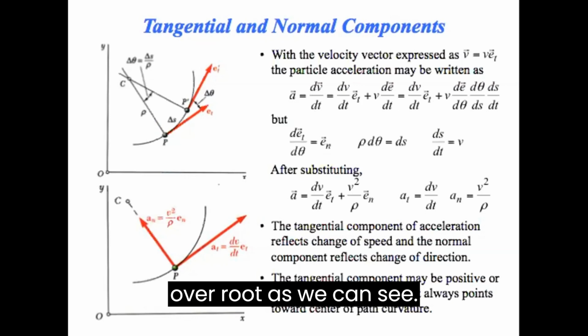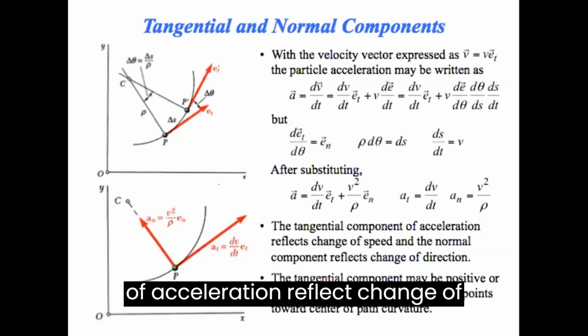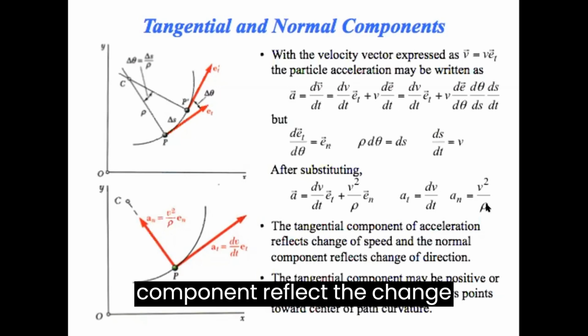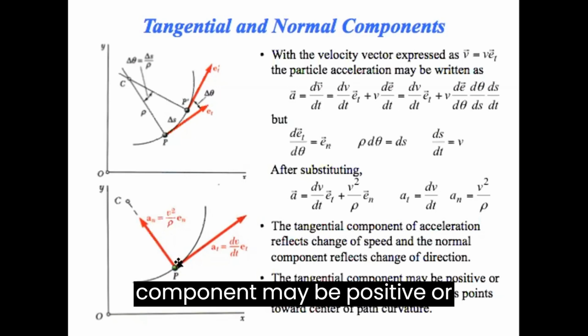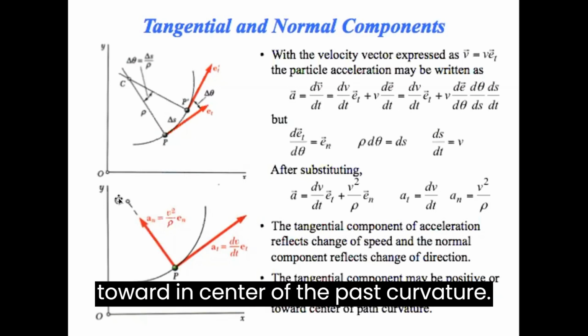As we can see, the tangential component of acceleration reflects the change of speed, and the normal component reflects the change of direction. The tangential component may be positive or negative, and the normal component always points toward the center of the path curvature.